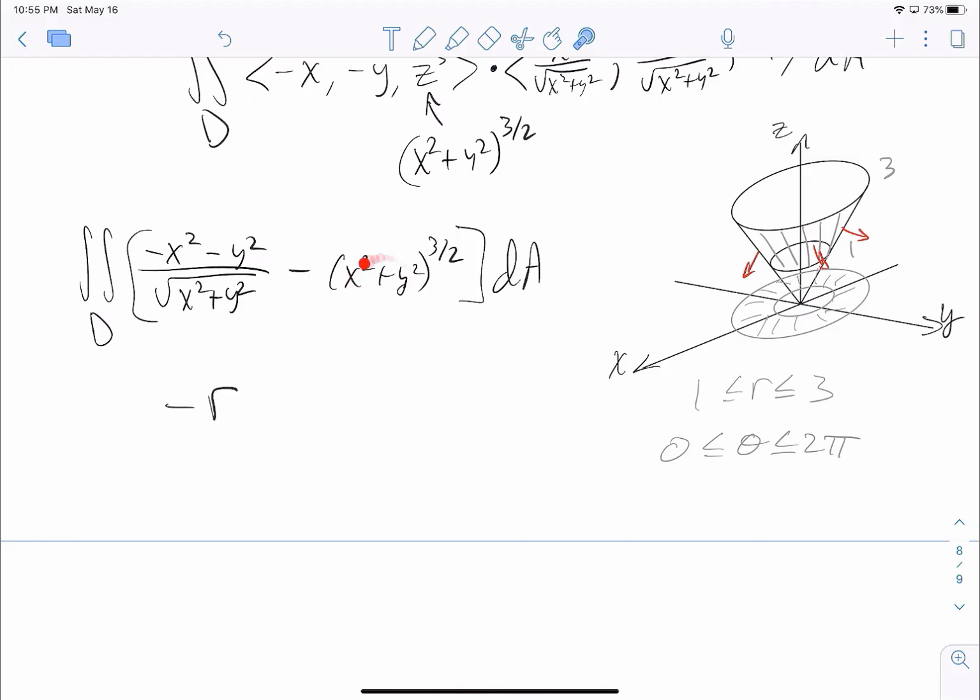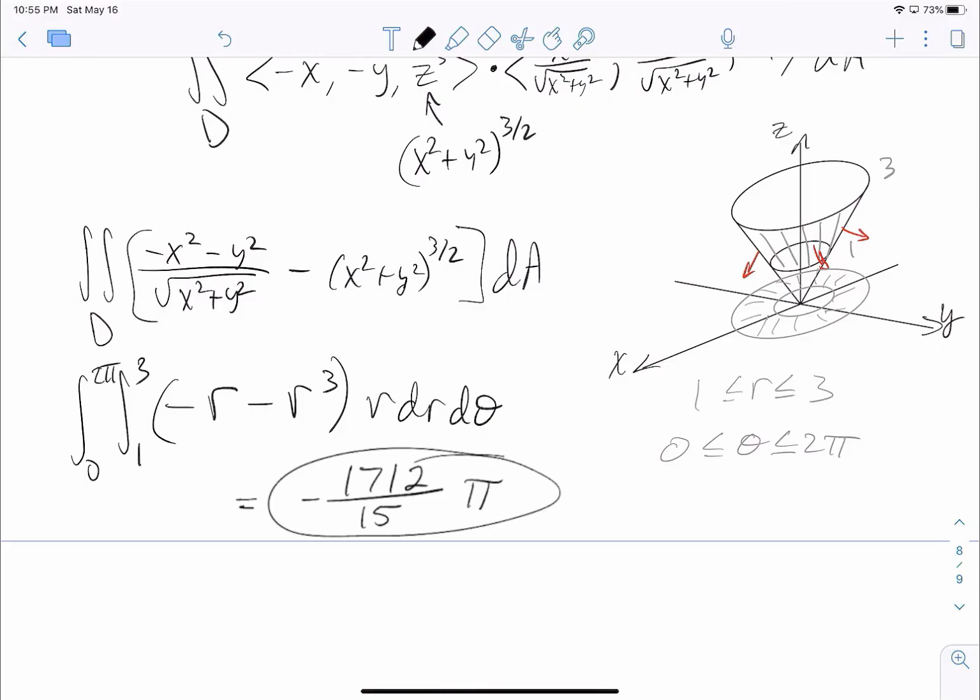X squared plus y squared is r squared. Square root that and cube it. Our integrand is negative r minus r cubed. dA is r dr d theta. Note this time we did switch from x and y into r and theta, so we need r dr d theta. R goes from 1 to 3, theta goes from 0 to 2 pi. I will leave it to you to confirm that the answer is negative 1,712 divided by 15 times pi.